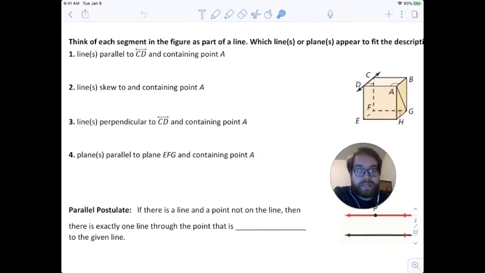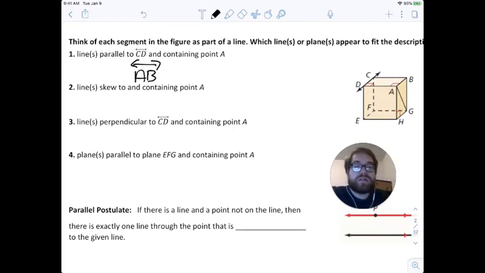parallel to CD? Well, if I look for lines that are parallel to CD, they won't cross, they're in the same plane, and they don't have any points in common, and they will not intersect. That's AB right here. So AB is parallel to line CD. So line AB is parallel to CD and contains point A. Again, we're just trying to understand how we make sense of what's going on in this figure.